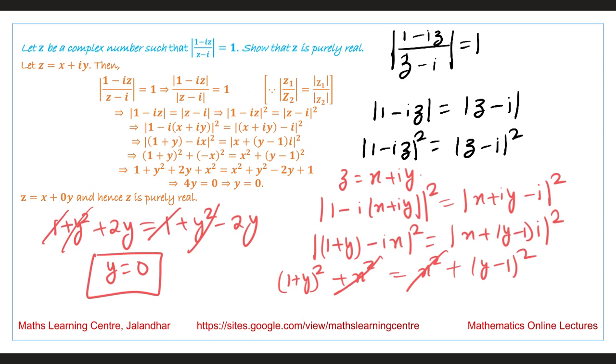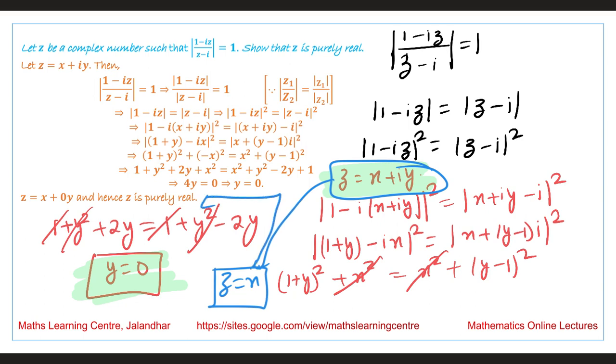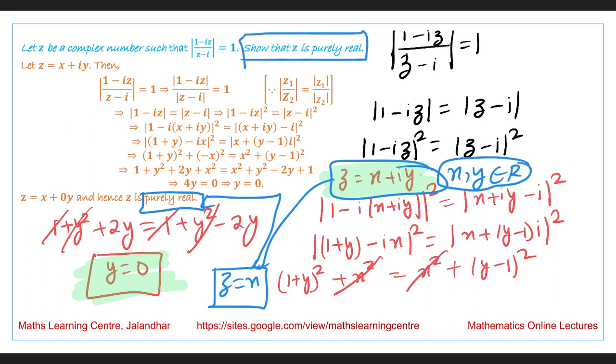So when y is equal to 0, the number we assumed, z is equal to x plus iota y, with y equal to 0, means that z is equal to x. This number is purely a real number because x and y are real numbers. And this is what we have to prove. We have to show that z is purely real.